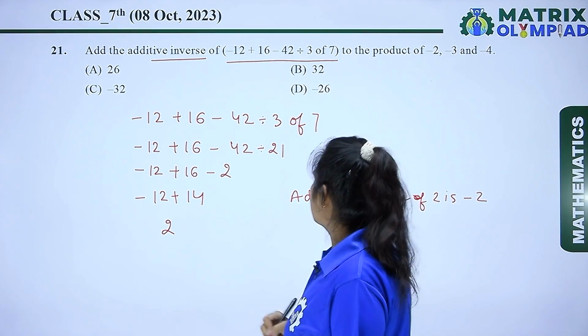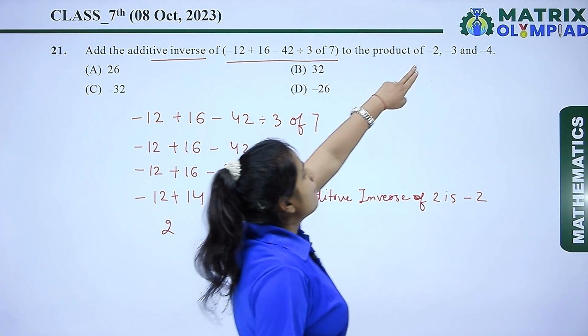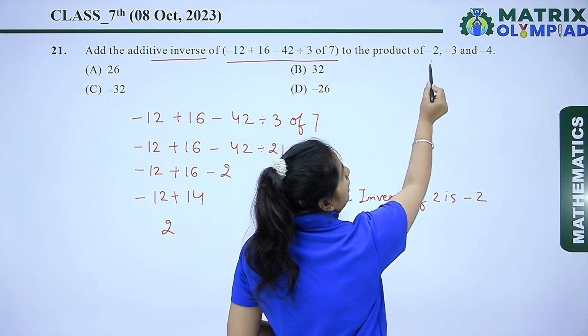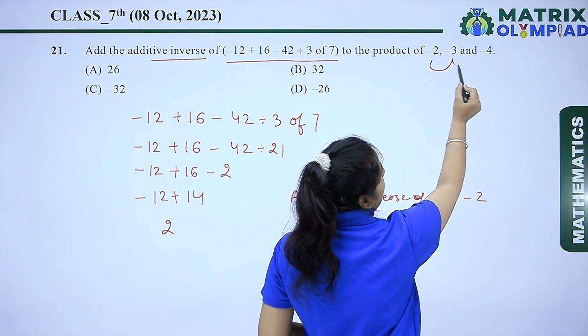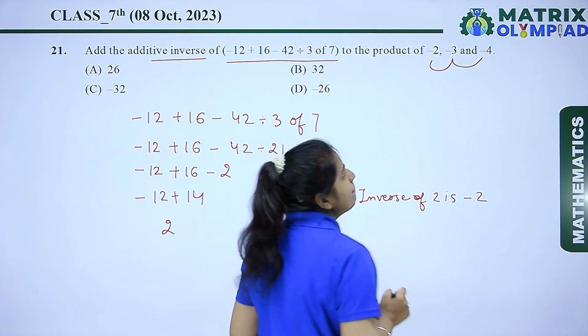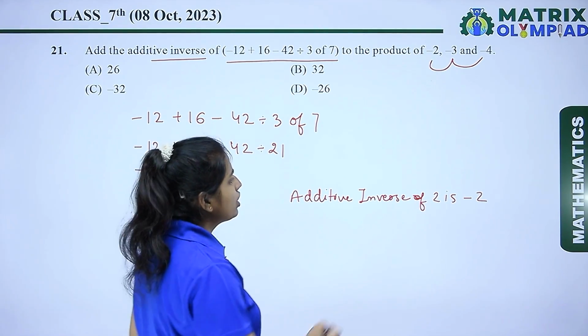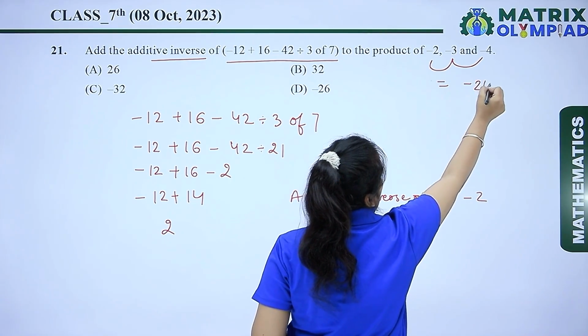minus 2. Now, we have to find out the product of minus 2, minus 3, minus 4. Minus 2 multiplied by minus 3 is positive 6. Positive 6 multiplied by negative 4 will give us negative 24. So, the product is negative 24.